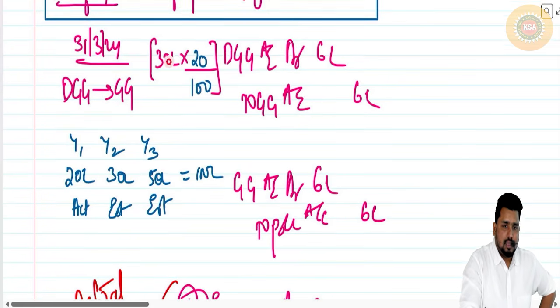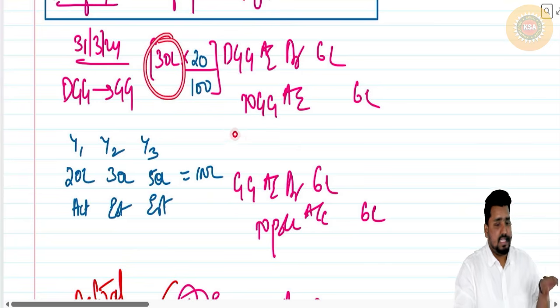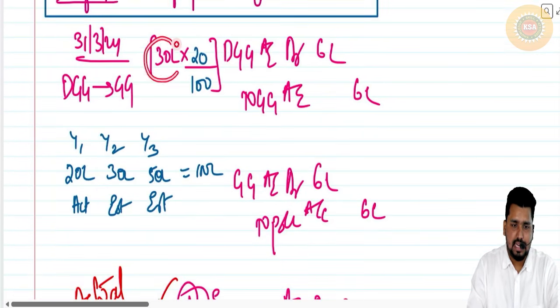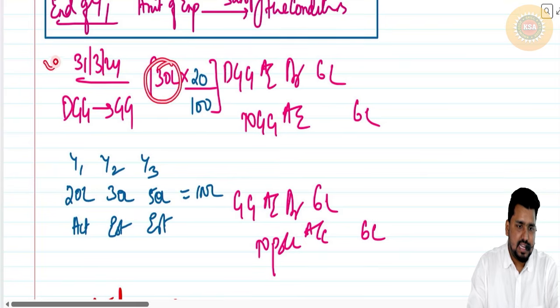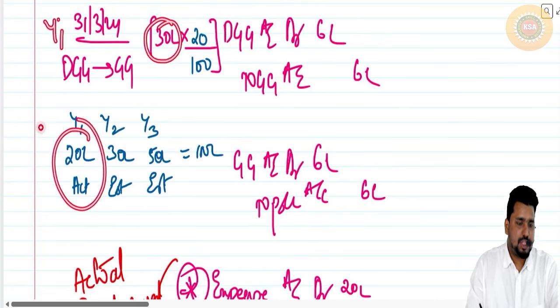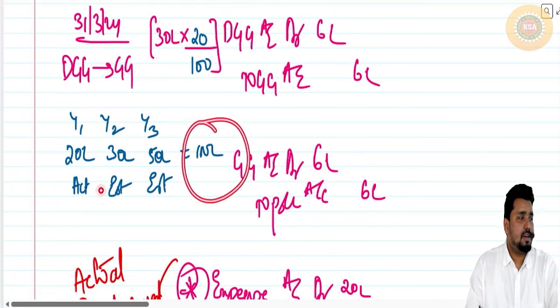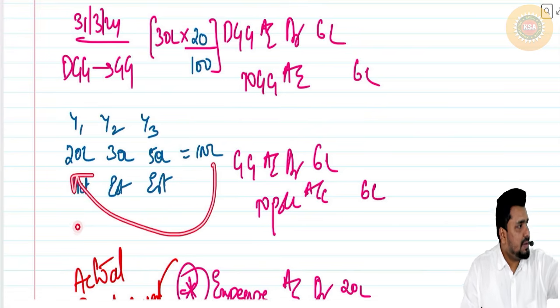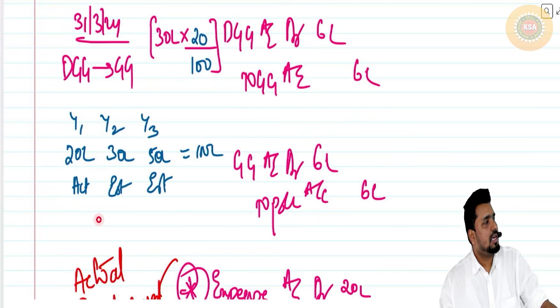Now listen. There is an amount of 30 lakhs in DGG. Repeat once again. There is an amount of how much? 30 lakh in DGG. Out of 30 lakhs, we are in which year? Year number 1. In year number 1, how much are you spending out of how much? Means how much percentage did you spend in the first year? 20%. Say yes or no. Correct?